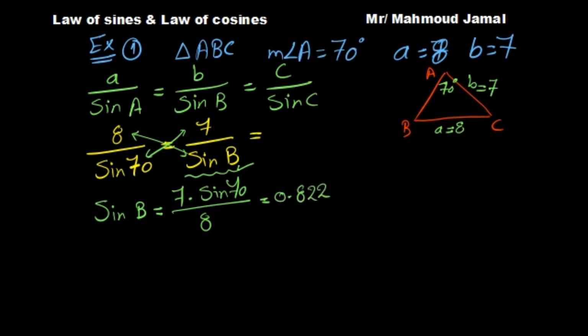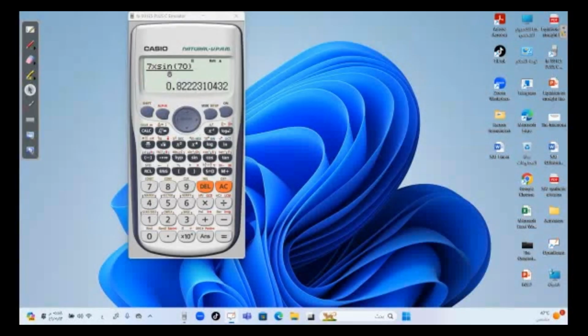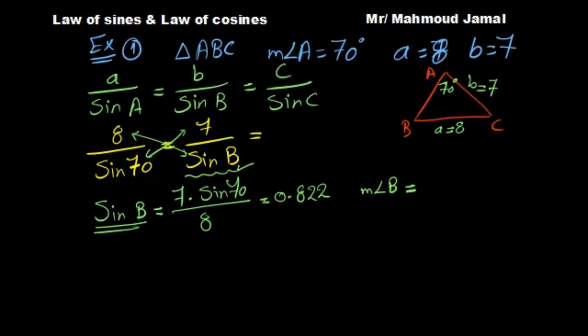0.822. This is sine B. I want to find measure angle B. So I have to click on the calculator, shift sine, the answer, and close the parentheses, equals approximately 55.3 degrees. This is angle B now, 55.3 degrees.